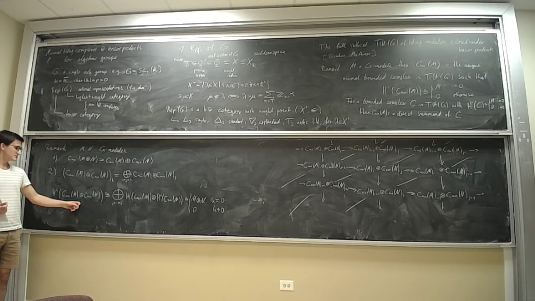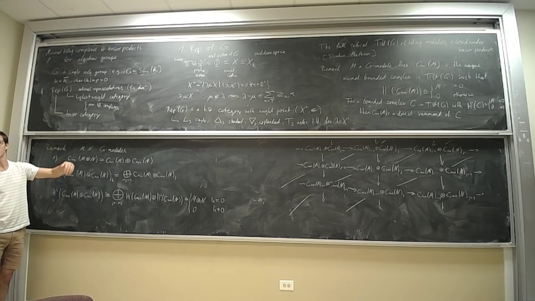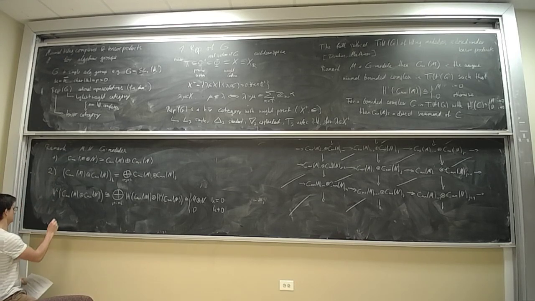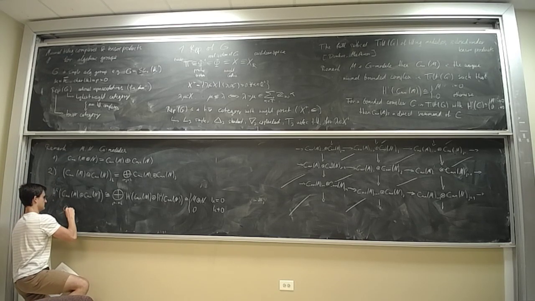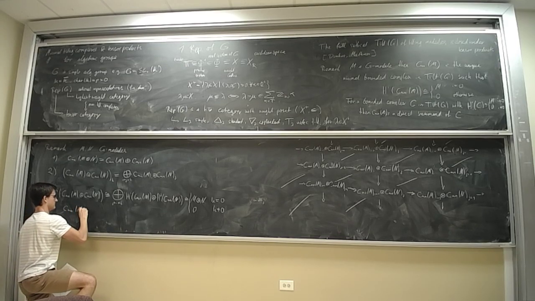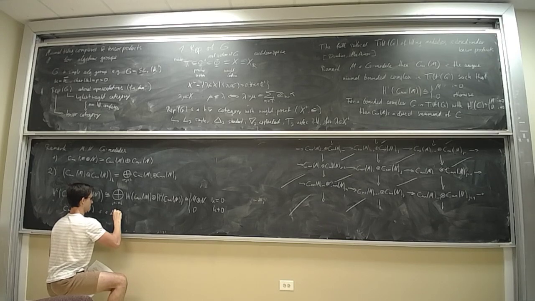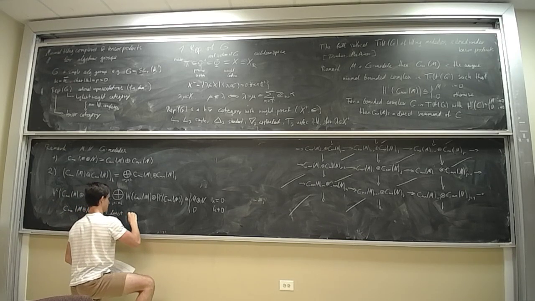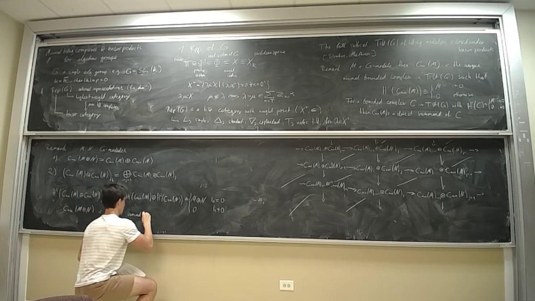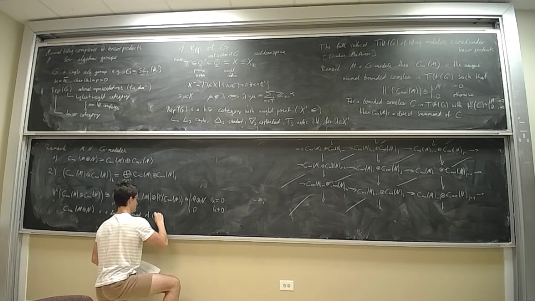Okay? So this tensor product complex doesn't need to be minimal, but at least we have an upper bound for the minimal tilting complex of the tensor product that we want to study. It means that C_min of M tensor N is a direct summand of C_min of M tensor C_min of N.